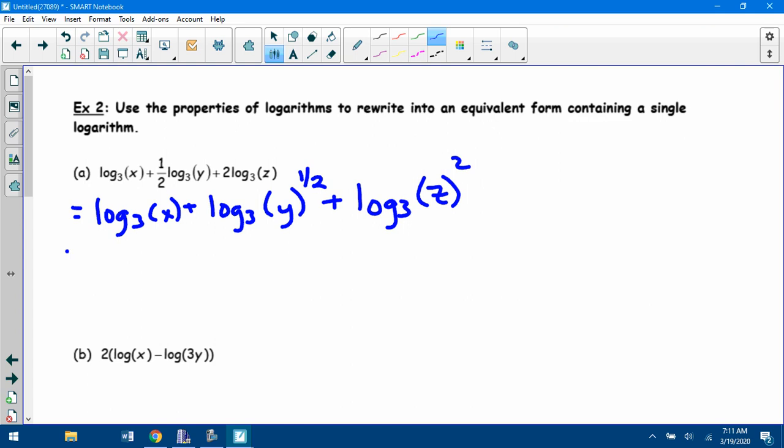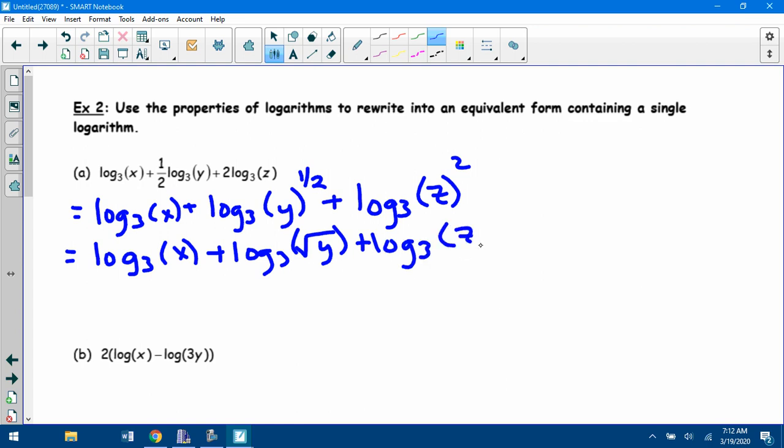Now, I can say that this is the same as log base 3 of x plus log base 3 of radical y plus log base 3 of z squared. It's probably better to think of it that way. And now I've got 3 logs added. So I've got the 2 logs added equals 1 log multiplied situation. You can expand that to 3 logs.